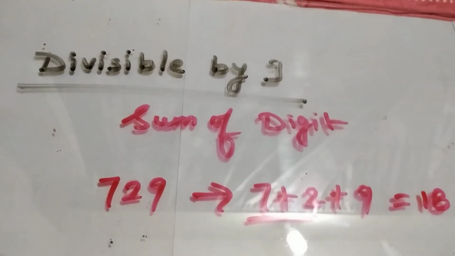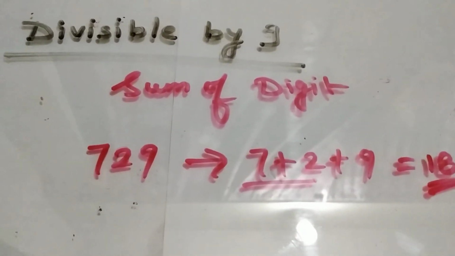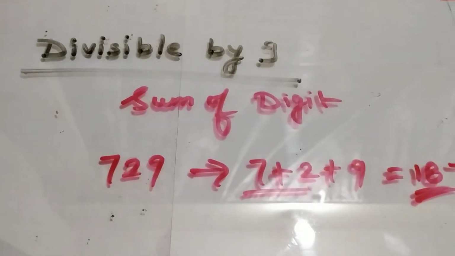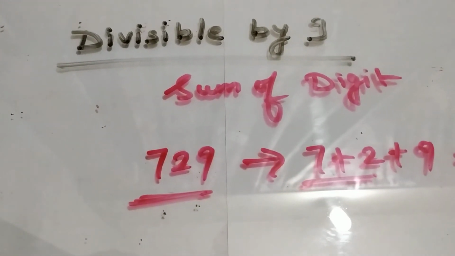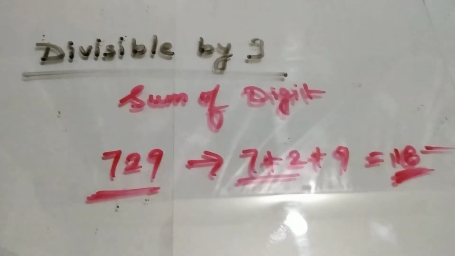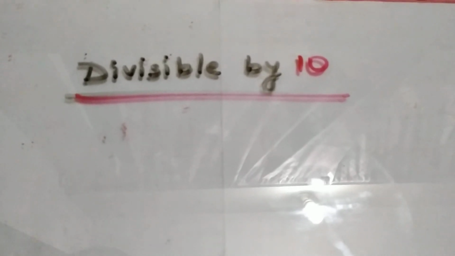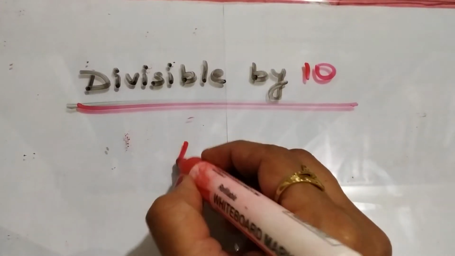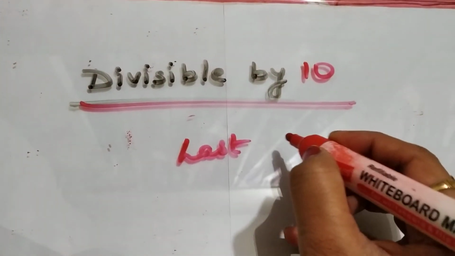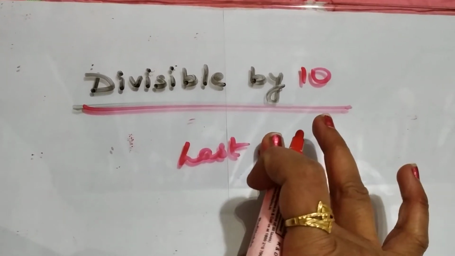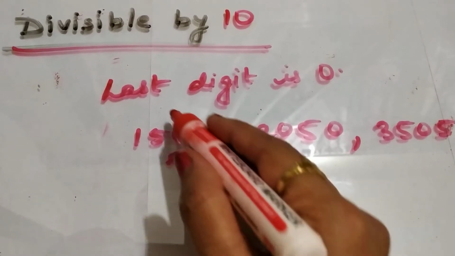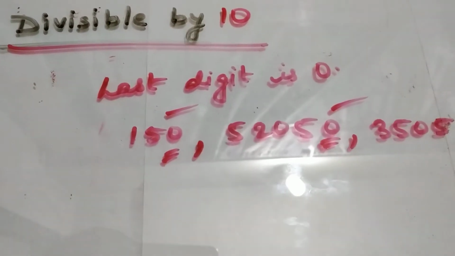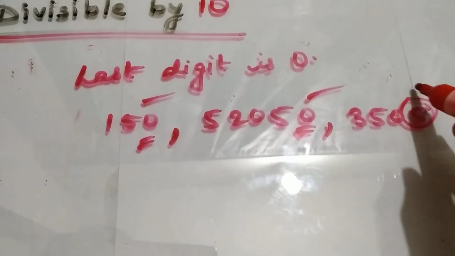So the number 18 is divisible by 9. So 729 is also divisible by 9. Divisible by 10: if the last digit is 0, then the number is divisible by 10. Here the last digit is 0, divisible by 10. Last digit is 0, divisible by 10. Last digit is not 0, so it is not divisible by 10.